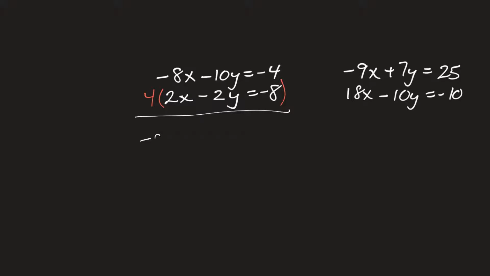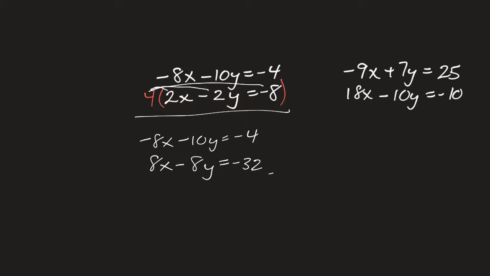again. We have negative 8x minus 10y equals negative 4, and then 4 times 2 is 8x, and then 4 times 2 again is 8y, and that's minus right there, and then 4 times negative 8 is negative 32. Okay, now what I did is I was able to eliminate these two. That's going to be 0x. So this is donezo right here. Done. And this is going to be negative 18y equals negative 36.